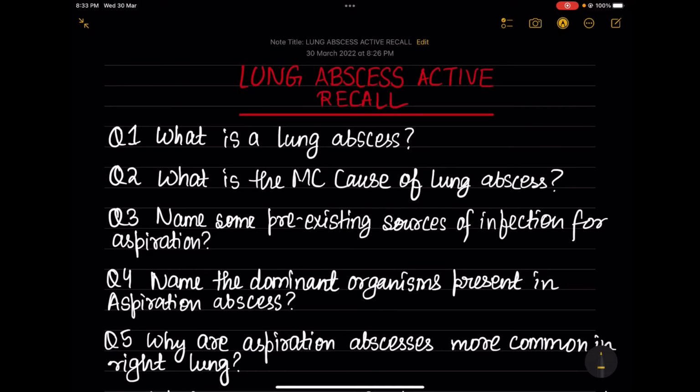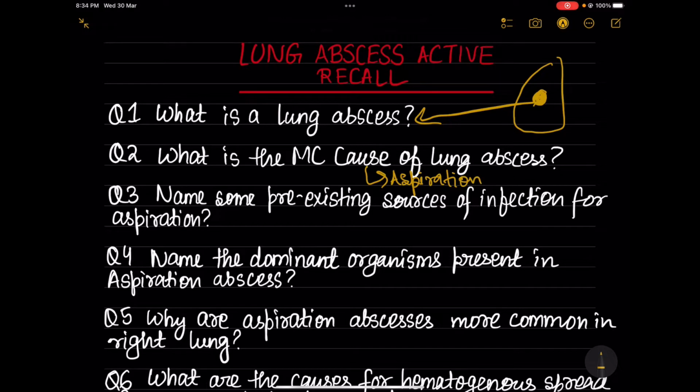So first question is, what is a lung abscess? Lung abscess is basically a necrotic area of the lung parenchyma which contains purulent material. So in the lung we will have an area which contains purulent material, and it is a well circumscribed area. This is what is called lung abscess. Next question is, what is the most common cause of lung abscess? The most common cause is basically aspiration, that is aspiration of the nasopharyngeal and oropharyngeal contents.